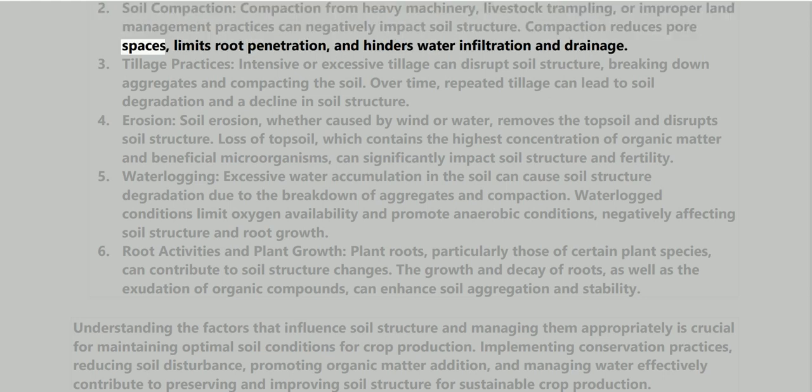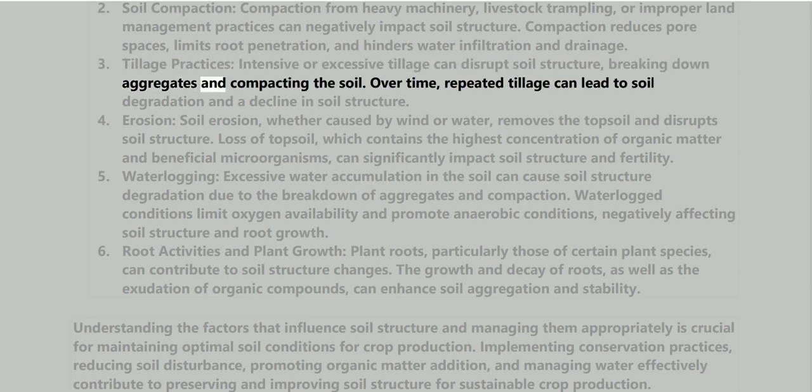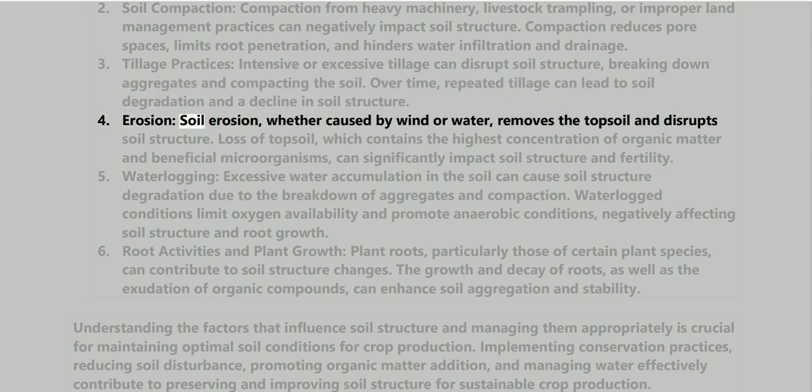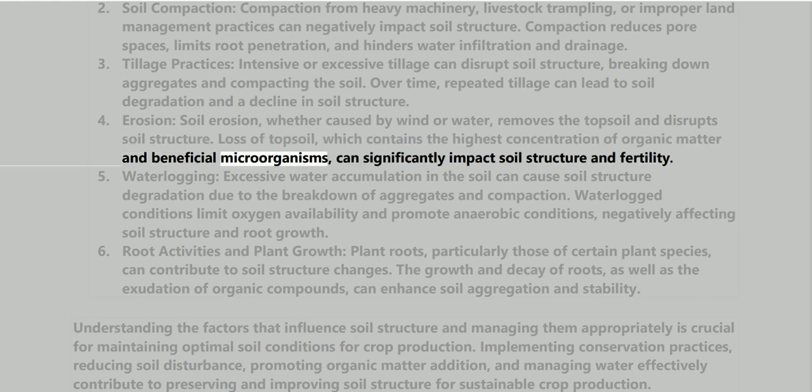Compaction reduces pore spaces, limits root penetration, and hinders water infiltration and drainage. 3. Tillage practices. Intensive or excessive tillage can disrupt soil structure, breaking down aggregates and compacting the soil. Over time, repeated tillage can lead to soil degradation and a decline in soil structure. 4. Erosion. Soil erosion, whether caused by wind or water, removes the topsoil and disrupts soil structure. Loss of topsoil, which contains the highest concentration of organic matter and beneficial microorganisms, can significantly impact soil structure and fertility.